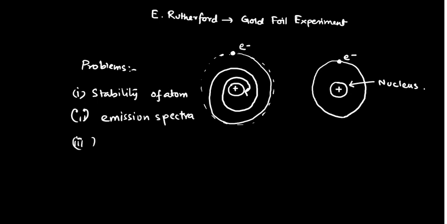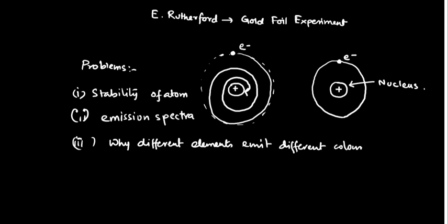So why do different elements emit different colors? Right? So these were the problems. So Niels Bohr answered all these questions with his model of hydrogen atom. So the solution was given by Niels Bohr.